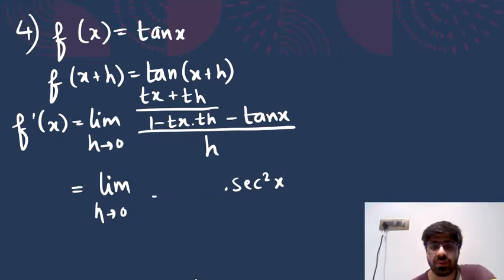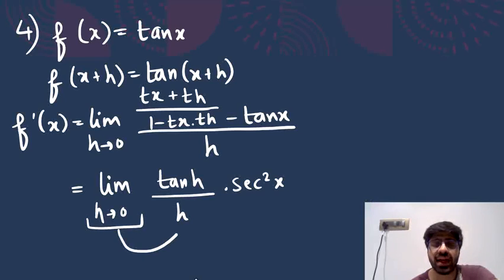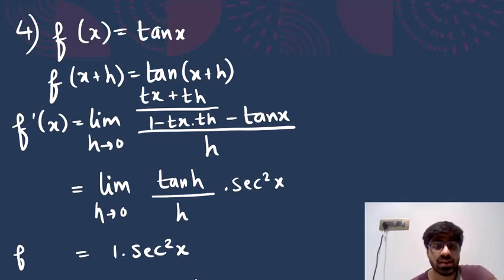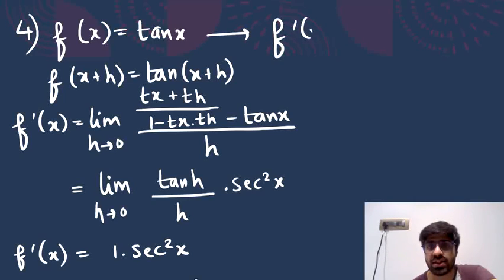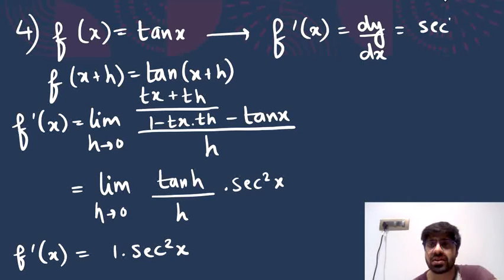So we will prefer to keep that tan h upon h separate from sec square x. And we know that limit of h tending to 0, tan h upon h is equal to 1. So this term can be substituted as 1, and we are left with sec square x, so that is f dash x. So if f of x is tan x, f dash x, which is basically dy by dx, is equal to sec square x.